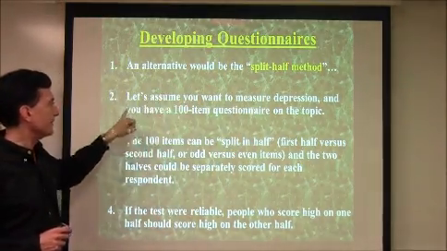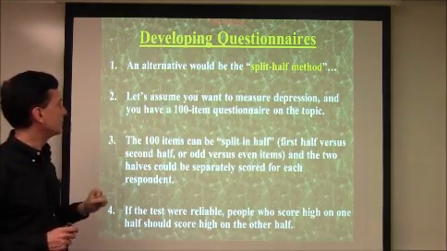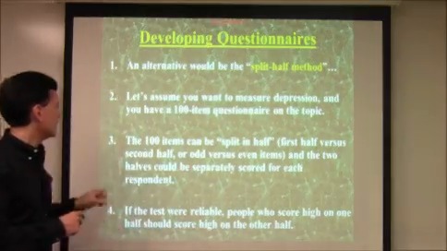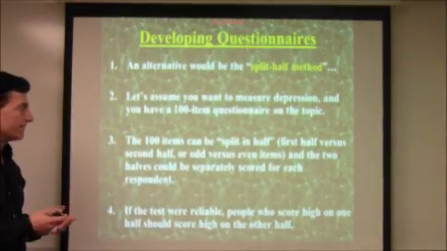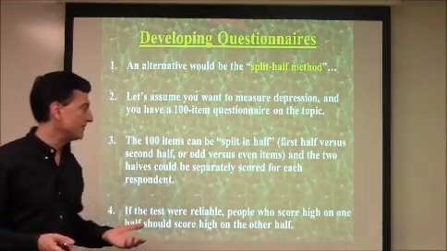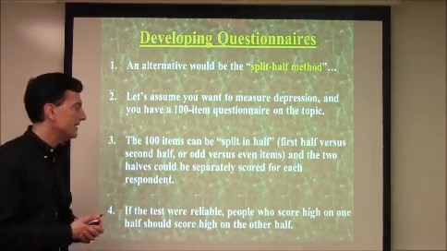In the split-half method, we'll assume that we want to measure depression, and you have a 100-item questionnaire on that topic. The 100 items can be split in half, and we can do first half versus second half. We can do odd numbers versus even numbers. Any way that you want to divide that is fine.